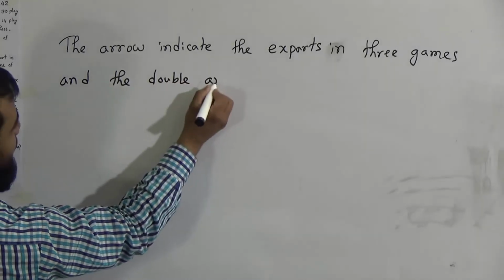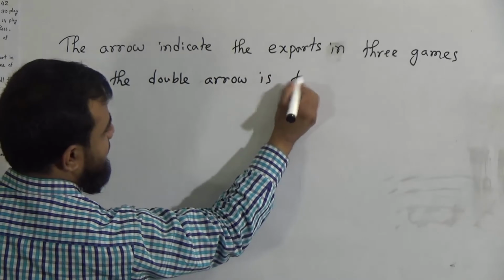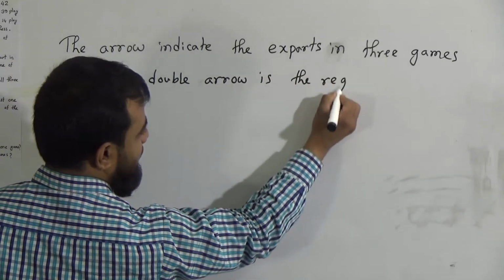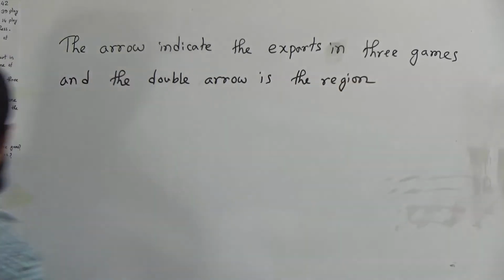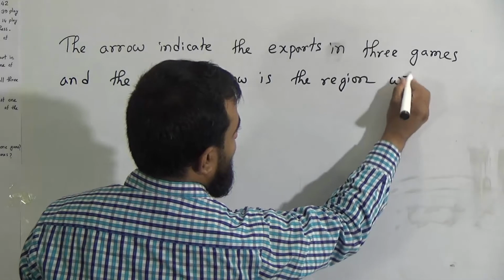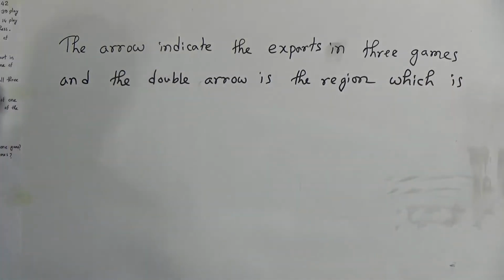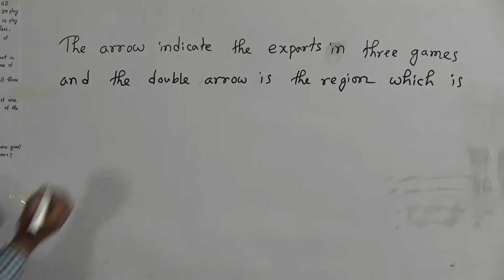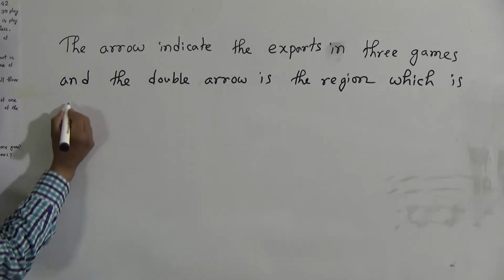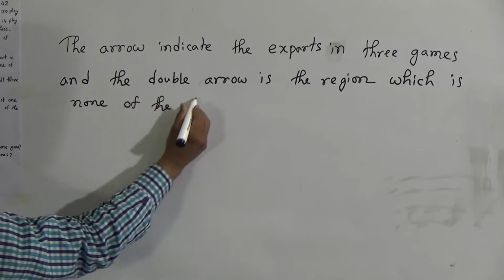And my dear students, the double arrow is the region which is expert in none of the games. None of the 3 games. Okay.